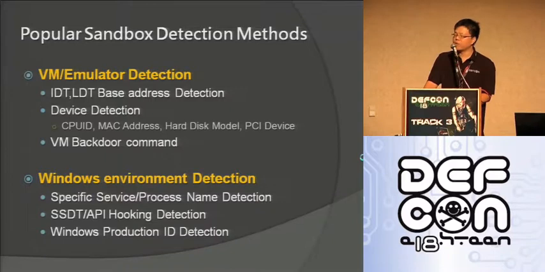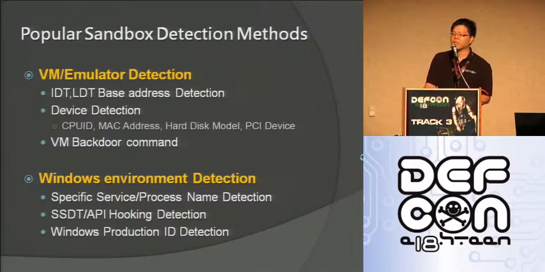Also, they can try to detect whether kernel mode SSDT or user mode API hooking is present or not. And then the last one is a very trivial one, but works very effectively. They actually have a list of legitimate Windows product IDs, because these vendors have to have a legal license for their Windows. So they have a limited set. And this limited set is being collected by the hacker community, so they know whether they are inside the sandbox or not, simply by checking against these legitimate licenses.